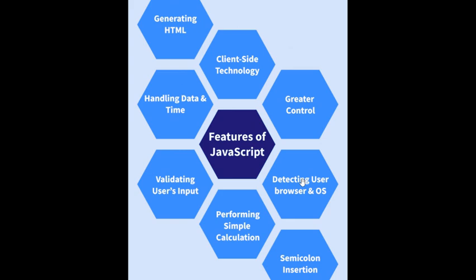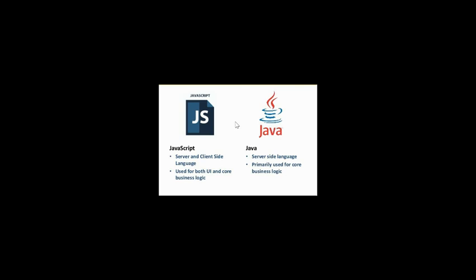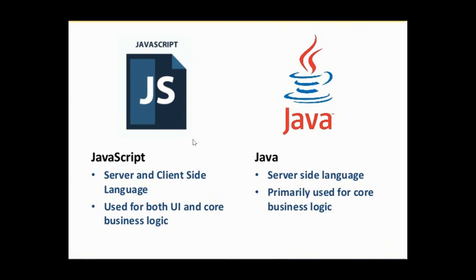So this is the main and major use of JavaScript. JavaScript and Java are very different. JavaScript is a server and client side language, because JavaScript can be used for building our front end web pages, and it can also be used in the backend using Node.js. There are several frameworks of JavaScript that we can use in both front end and back end to build our web pages. So, it is used for both UI and core business logic.